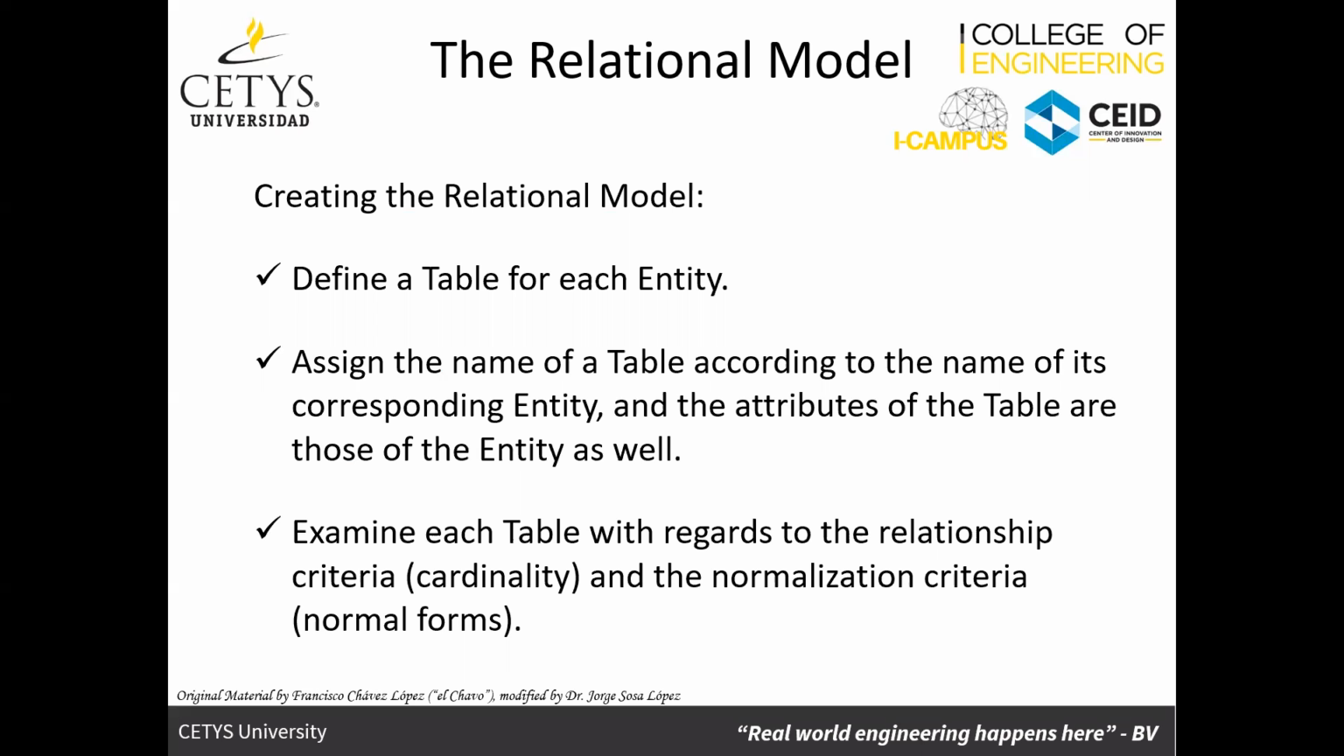a few rules. So remember that we are basing this on the ER diagram or the analysis that we did with the ER model. So first off, we're going to define a table for each of our entities. Each of our entities is going to have a table. That's the first step. We are going to assign a name of a table according to the name of its entity. And sometimes that's very straightforward. So if we have a university system and we have a student entity, well, the table is going to be called students. Okay.